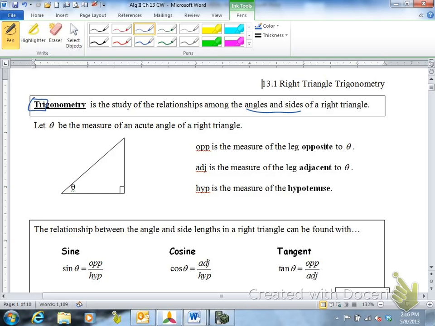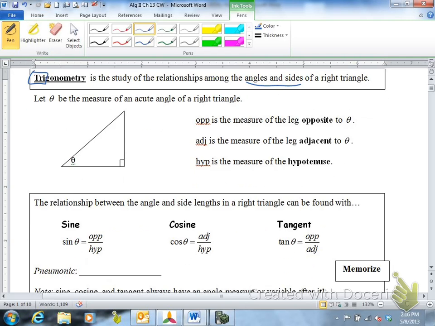You can think of tri is 3. Tricycle has 3 tires. A bicycle has 2 tires. Trigonometry is the study or the measurements of 3-sided objects. 3-sided objects are triangles, so this is why it's called trigonometry. We usually don't say trigonometry, we usually just say trig because it's easier and it's shorter. Trig.